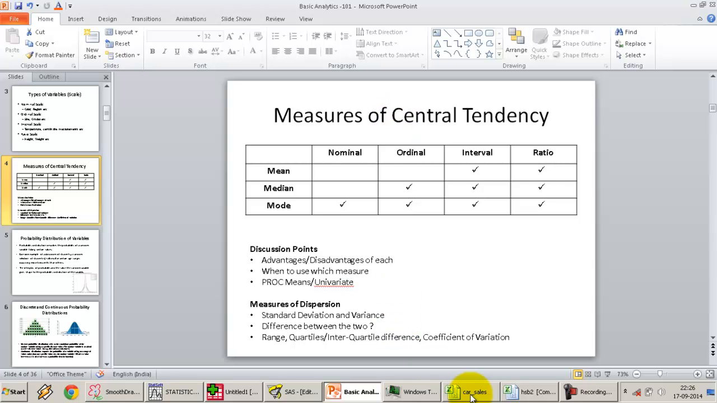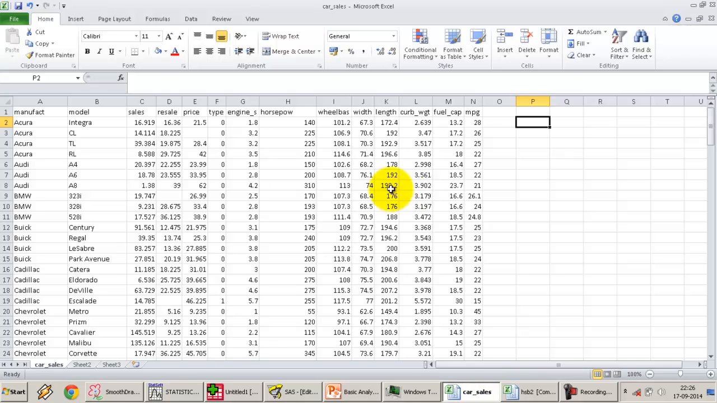An example of this could be, let's say I want to calculate in this car sales data set, I've got the horsepower of each of these models in my data set. So what is the average horsepower of the cars in my particular data set, or what is the median horsepower, or what is the mode horsepower, right?